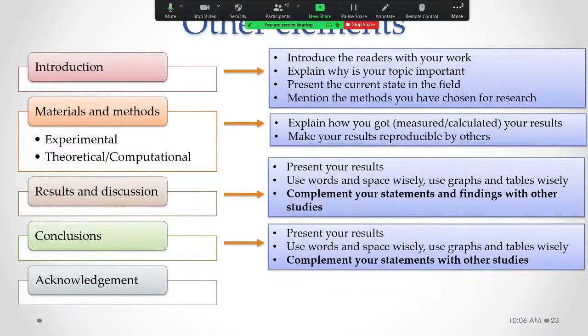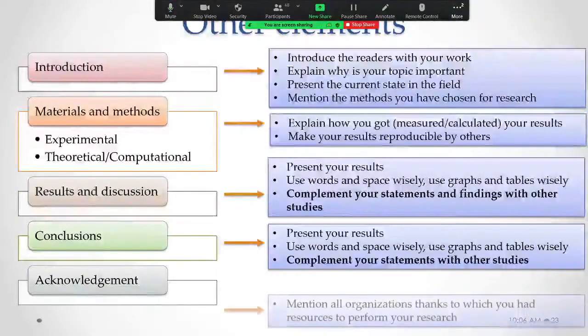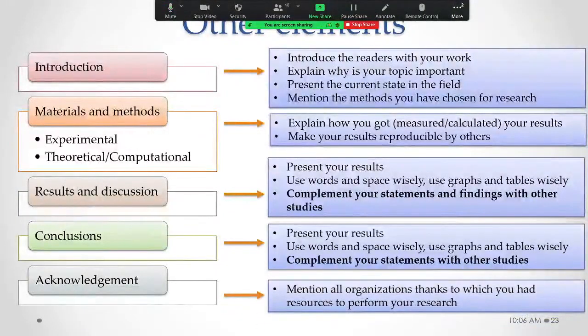So in the conclusions, present your results in a short way, and try to emphasize what is the most important.